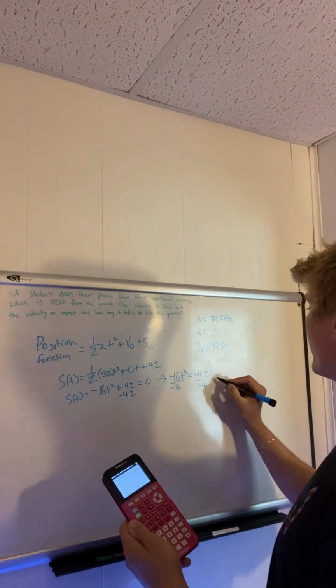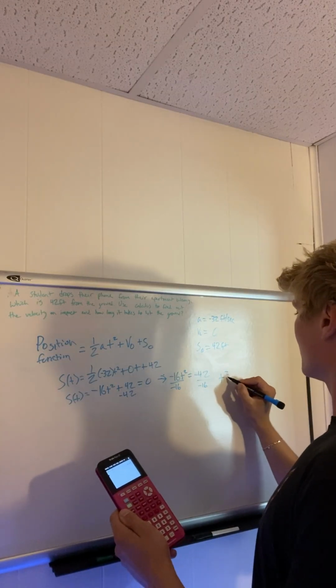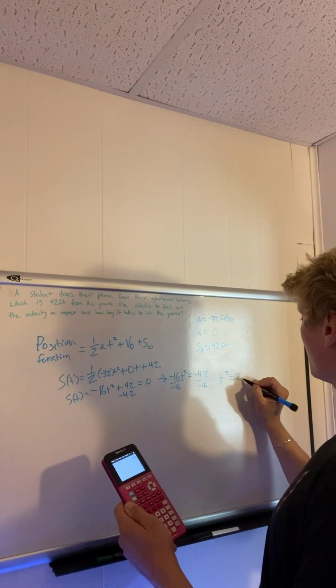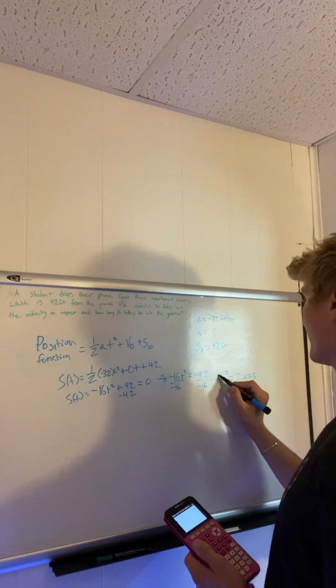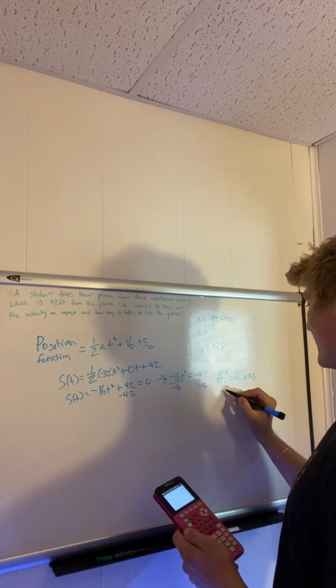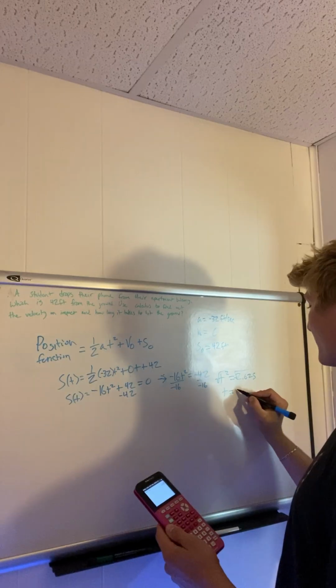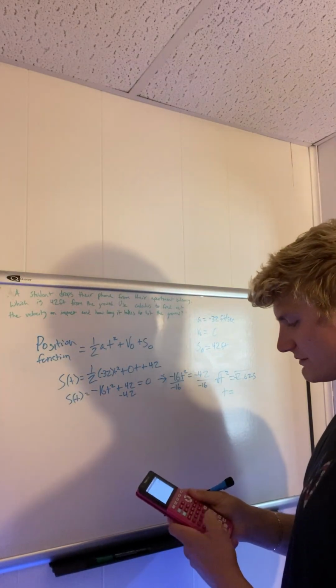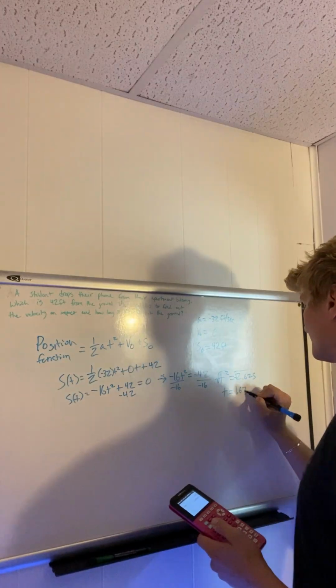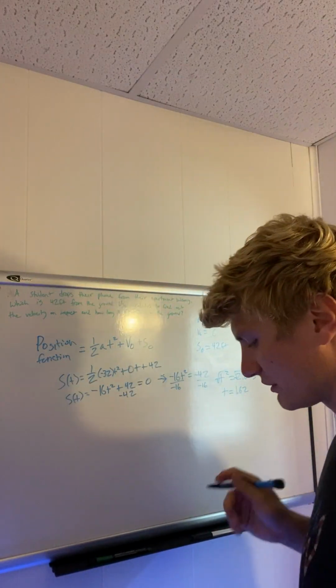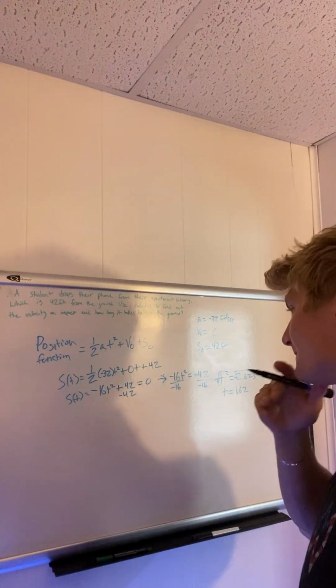We get t squared equals 2.625. We still have that exponent there, so we're going to get rid of that by square rooting it. We're going to square root this real quick. We get 1.62 seconds, which is how long it takes to hit the ground.